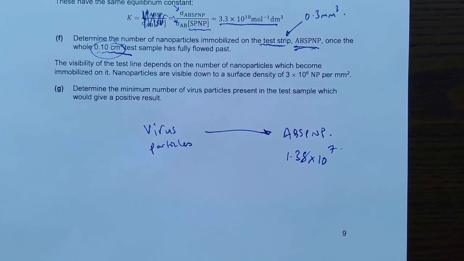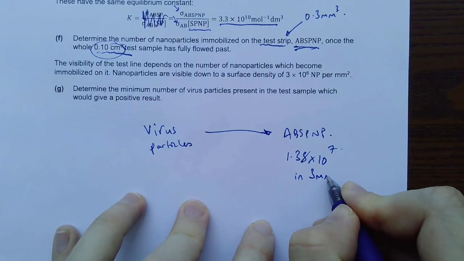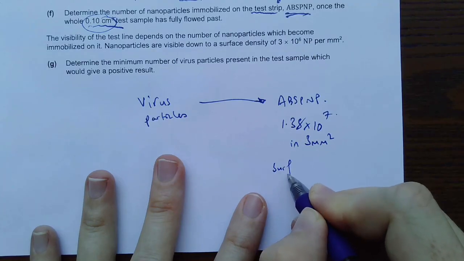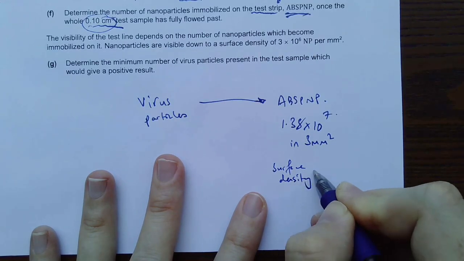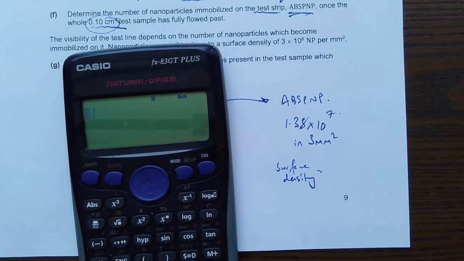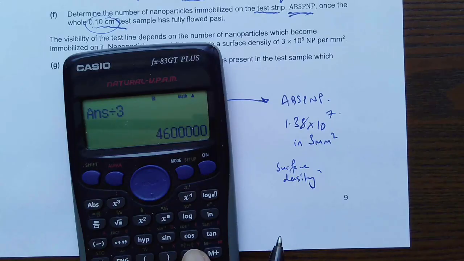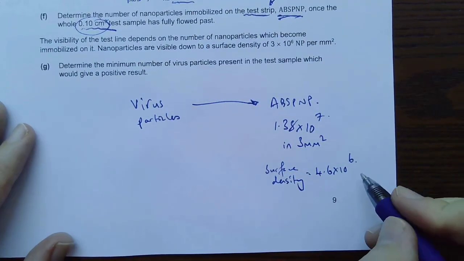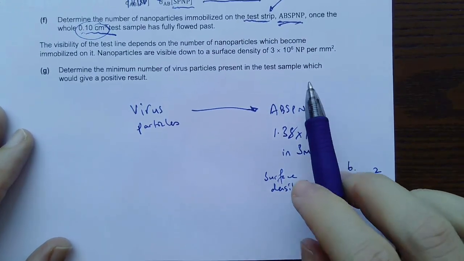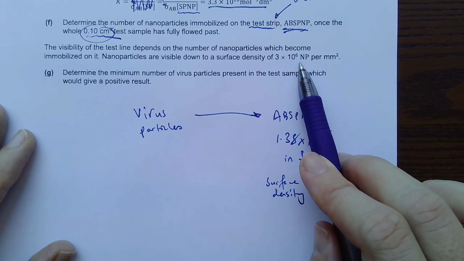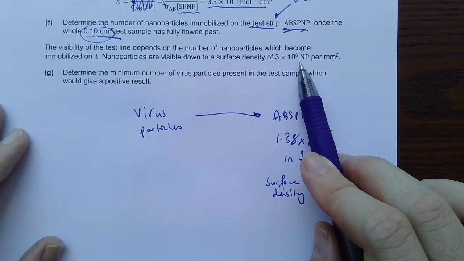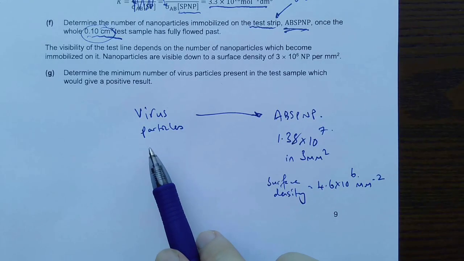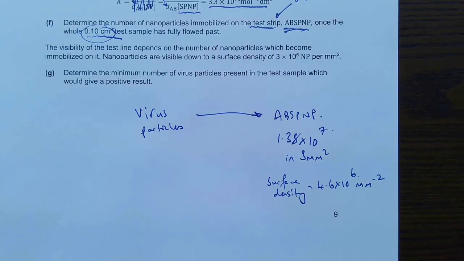Okay, and the area of that is 3 millimetres squared. Okay, so my surface density is 1.38 times 10 to the power of 7 divided by 3, which gives me 4.6 times 10 to the power of 6 per millimetre squared, which is larger than the minimum. Okay, but we want to know what's the lowest number of these we could have had. Well, how many of these did we have right back at the very start of the question?